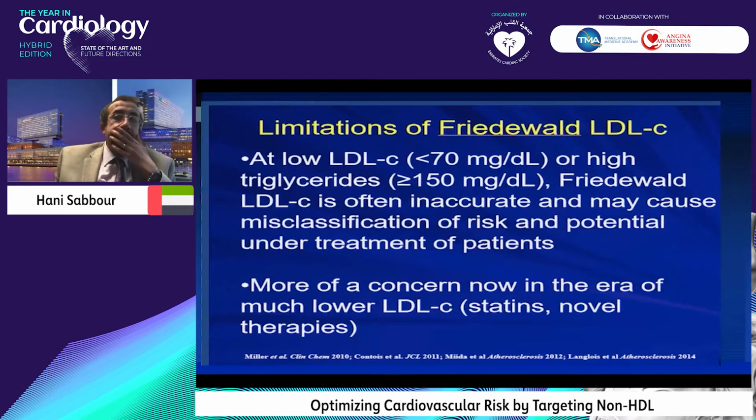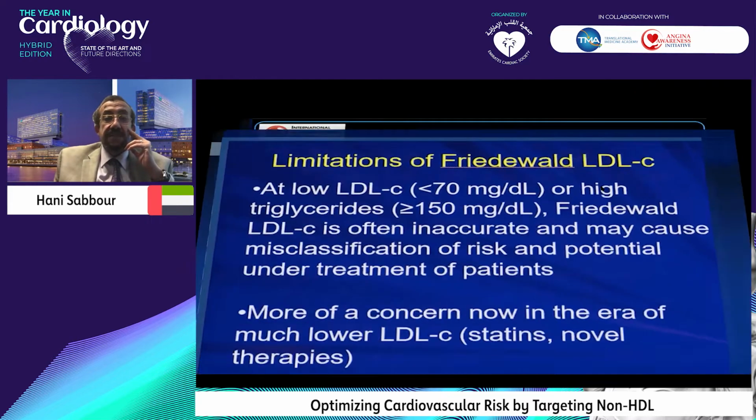Now, one of the key points is the LDL assay and measurement, and we'll spend a few minutes talking about this. When you have a very low LDL, less than 70, or high triglycerides, the Friedewald equation is often inaccurate. This is a calculation and may cause misclassification of risk and potential undertreatment of patients. Much more concerning now is the very low LDL with statins and PCSK9 inhibitors, and therefore the Friedewald equation does not work and should not be used in these situations. Remember this, and we should basically be using direct LDL or non-HDLC.